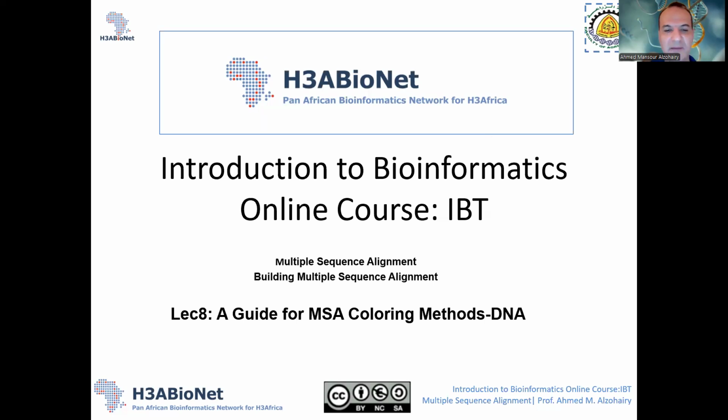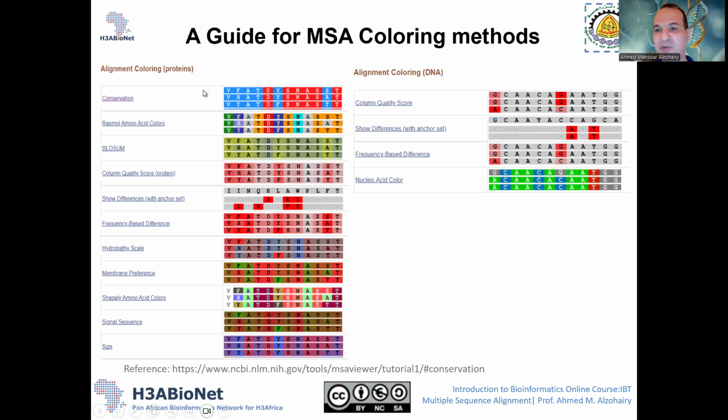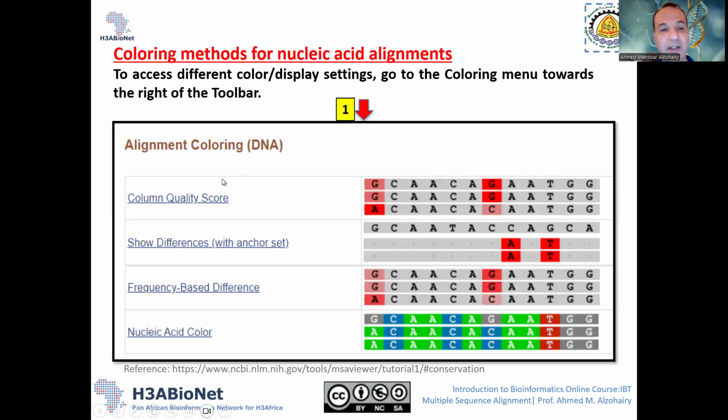Today we'll talk about how we color our multiple sequence alignment and what the methods are. We will focus in this lecture on the methods that can be used with DNA sequences. As we said, we can use multiple sequence alignment for proteins or DNA, but today we'll only focus on alignment coloring for DNA sequences. We have four methods that we can use, and you will see the difference between them. We have to know when we should use each of them.